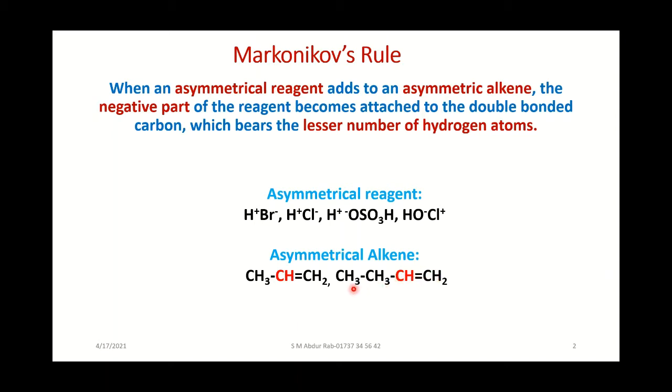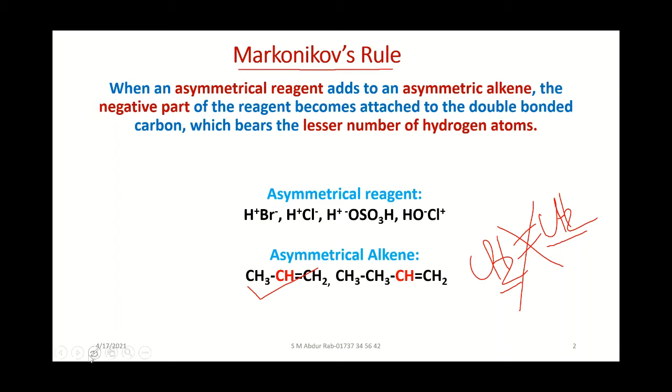Here is butene. This is another example of an asymmetric alkene because these two double bonded carbon atoms have different numbers of hydrogen atoms. But in the case of ethene, this is not an asymmetric alkene. Why? Because the number of hydrogen atoms on the double bonded carbon atoms is exactly equal. So Markovnikov's rule is not applicable for ethene. Only an asymmetric alkene can give Markovnikov's rule.